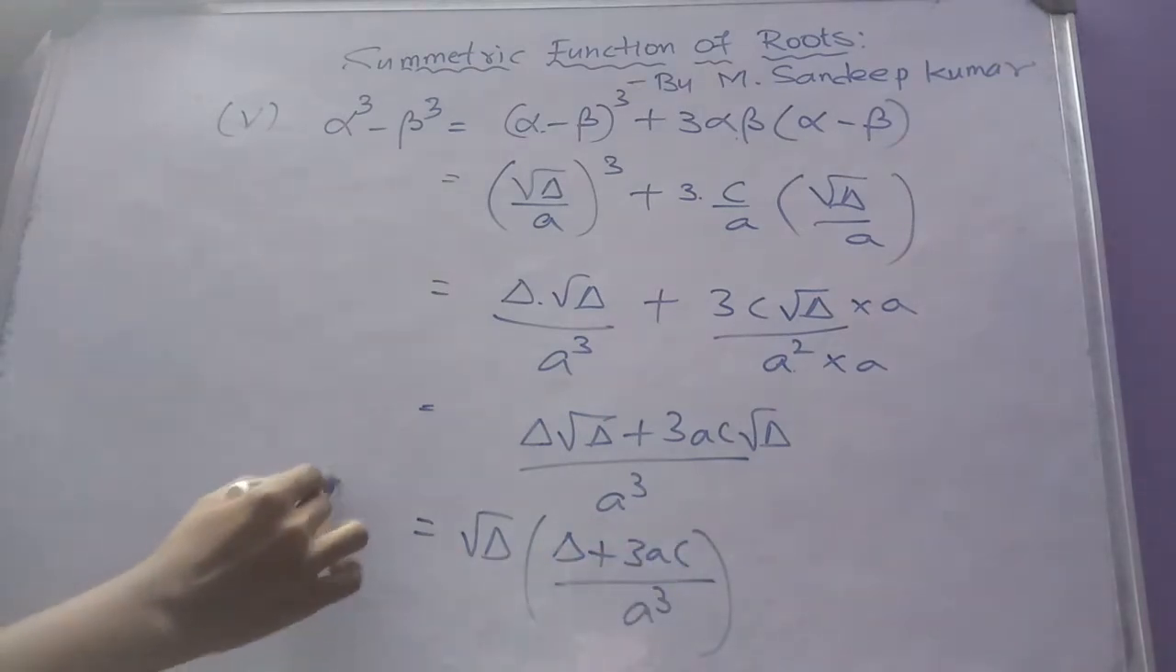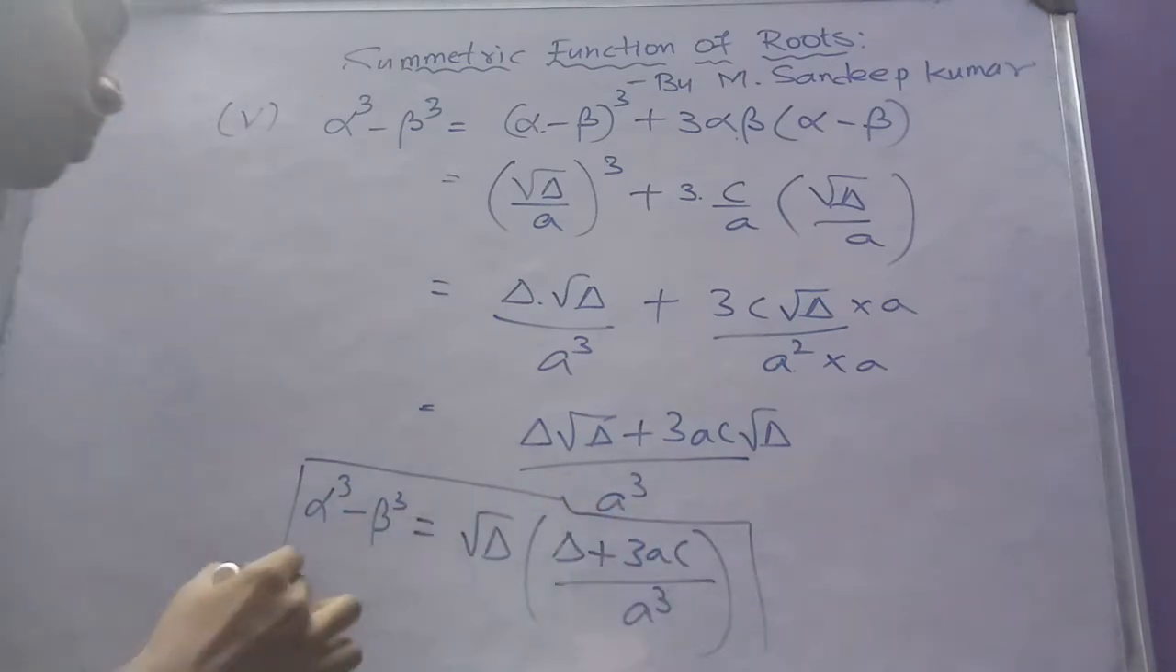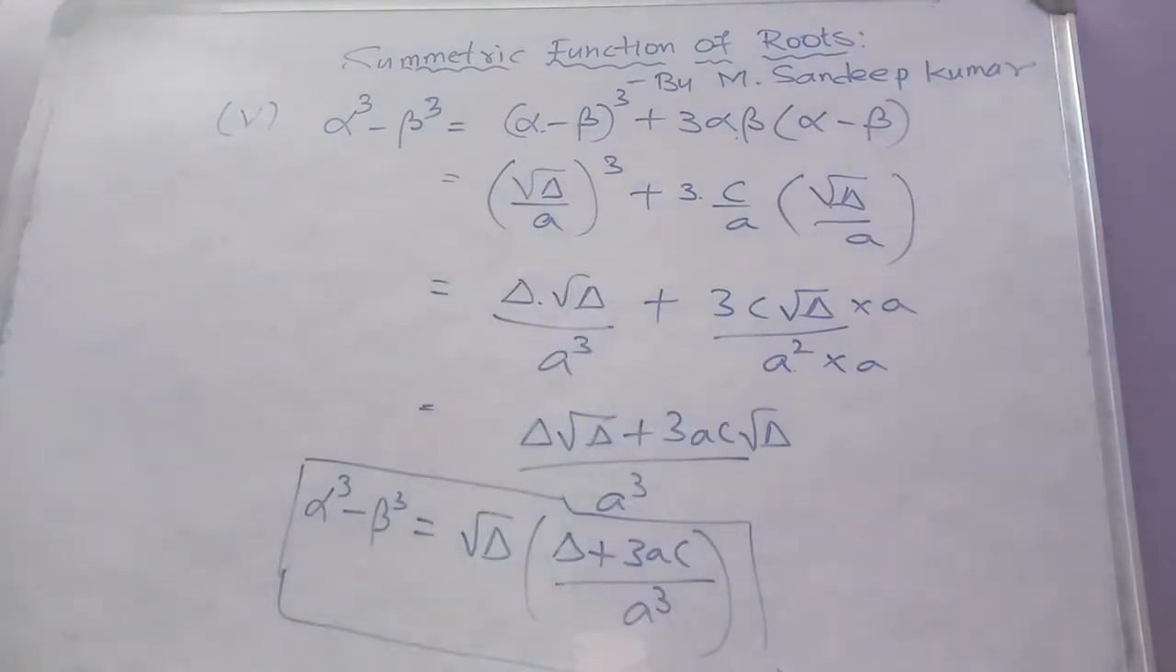So this is alpha cube minus beta cube. The formula for alpha cube minus beta cube is root delta into delta plus 3ac by a cube. And the next symmetric function is alpha power 4 plus beta power 4.